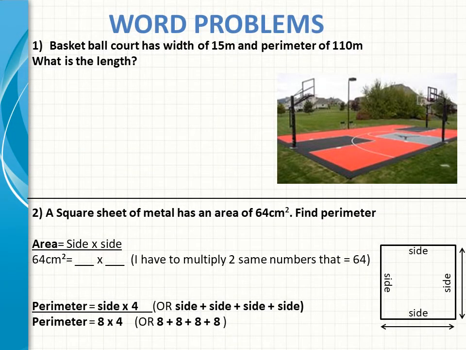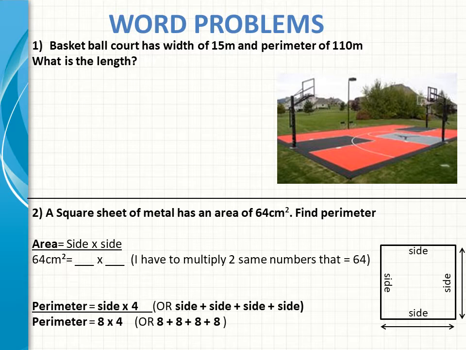Now let's go to word problems. The question says a basketball court has a width of 15 meters. You can take out your student book and go along as we solve the questions. A basketball court has a width of 15 meters and the perimeter is 110 meters.